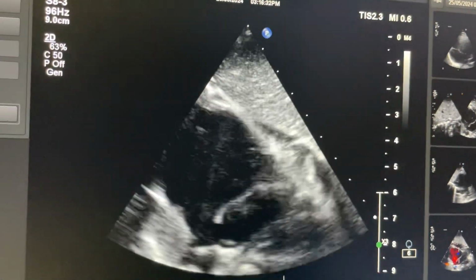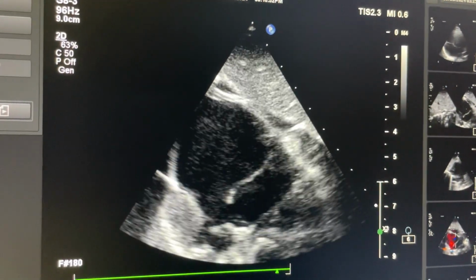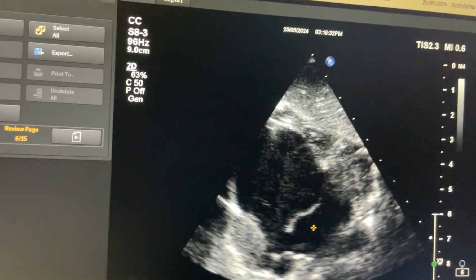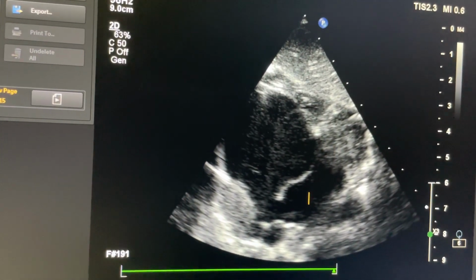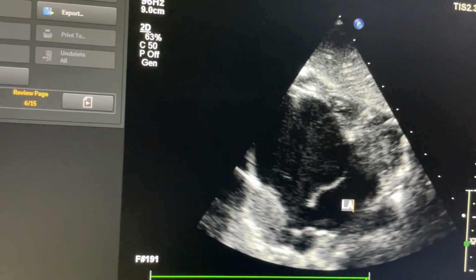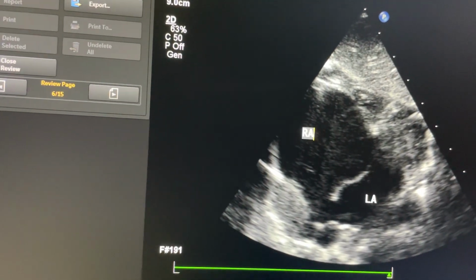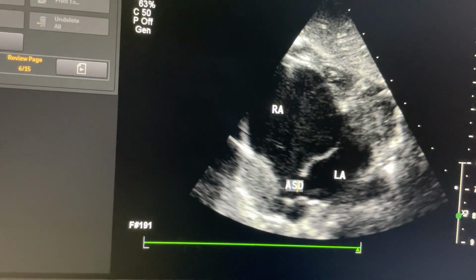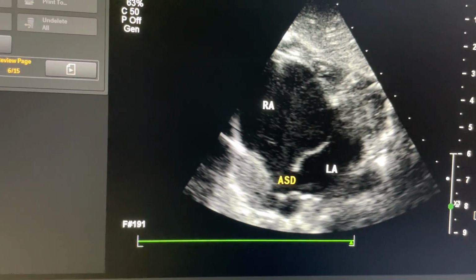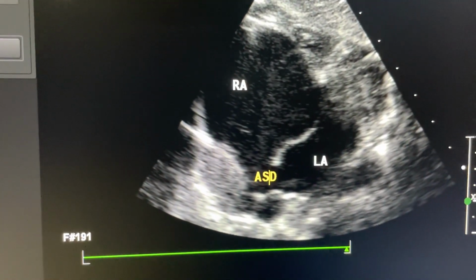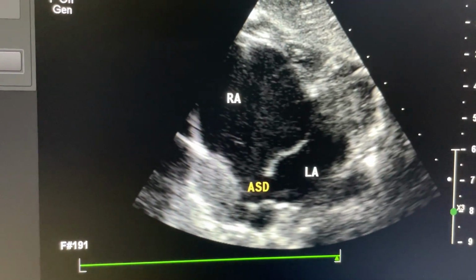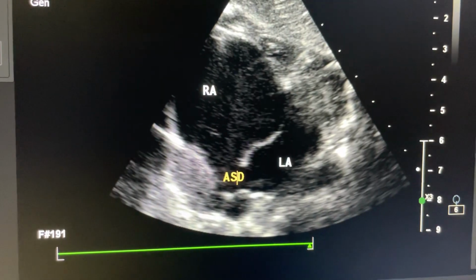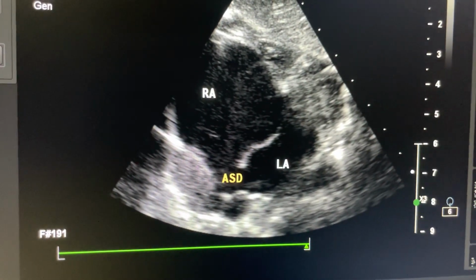Again you can see this is the ASD. This is again nomenclature: this is left atrium, this is right atrium, and this is ASD. You can see this ASD. So ultimately this kind of ASD should not be missed. Whenever you find right atrium and right ventricle severely dilated, you can easily find out ASD in bicaval view.